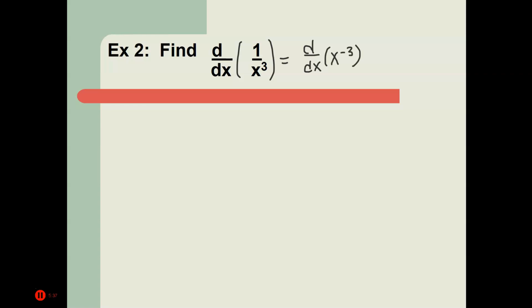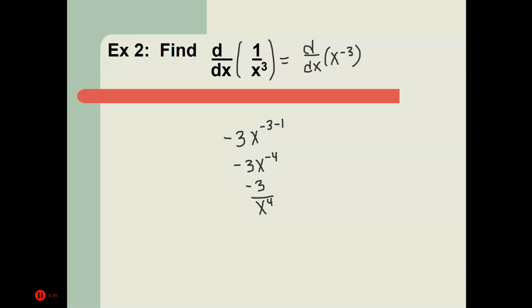So the power rule still applies. You bring the power down in front and you subtract 1 away. So this becomes negative 3 x to the negative 4th, but we like our variable powers to be positive. So you get negative 3 over x to the 4th.